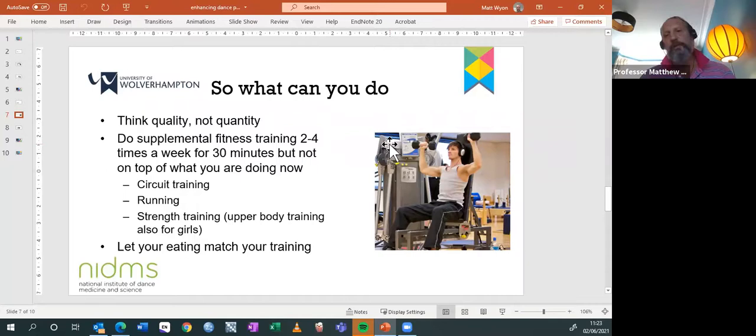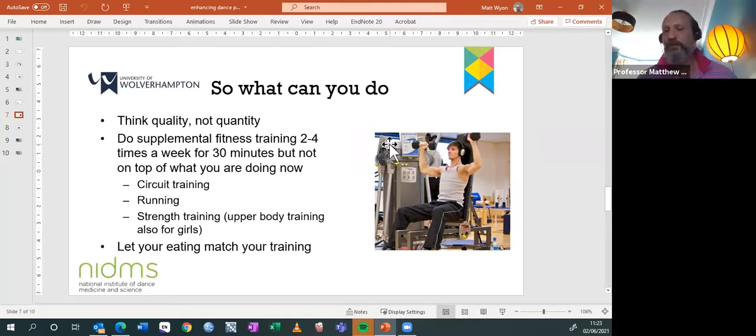But that doesn't take account though with dancers of what you're already doing. And so the interventions that we looked at was doing it maybe twice a week and only for about 30 minutes. And that was enough to cause physiological adaptation. So they got fitter. And we don't need to have highly specialized stuff. We need some basic circuit training.